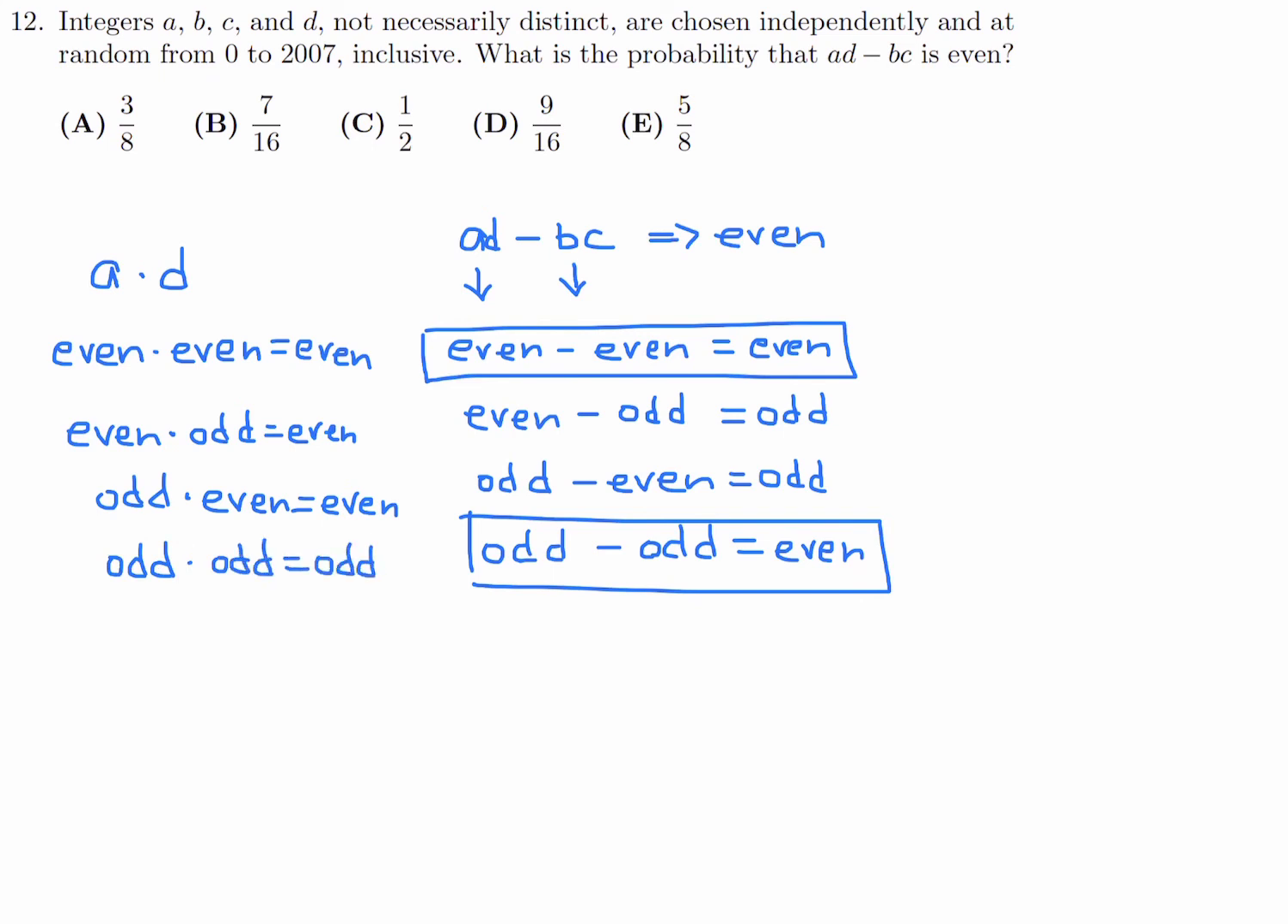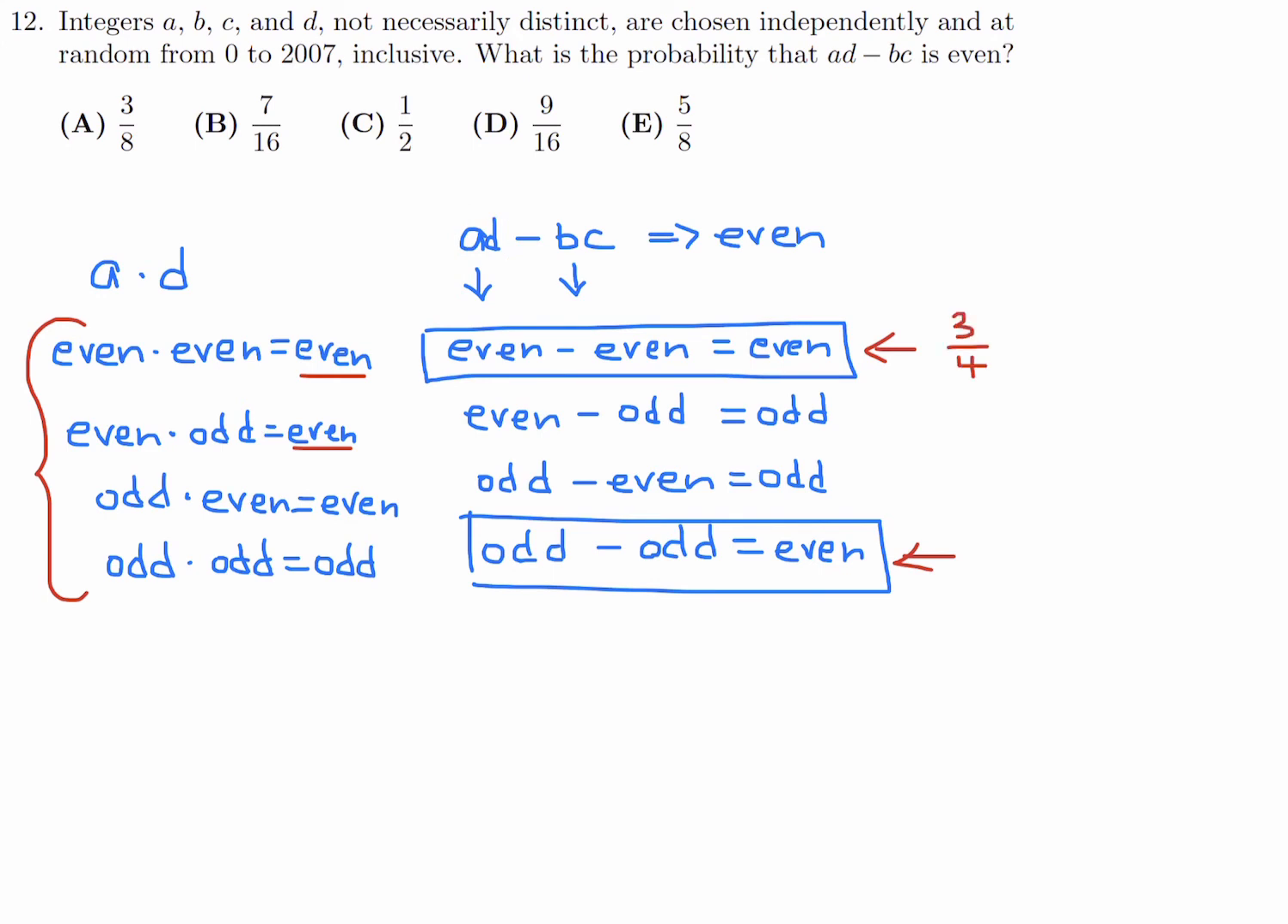So now let's turn our attention to the question and try to figure out the probability of this and this. Even for this and even for that. Well, the probability of getting even for AD is, of all these, it's 3 of them, 3 of the 4 possible combinations. So the probability of getting even for AD is 3 out of 4.